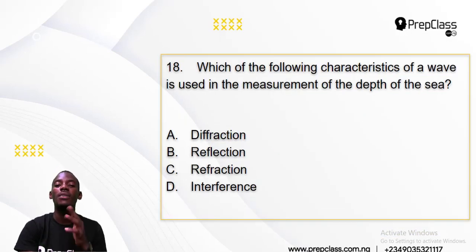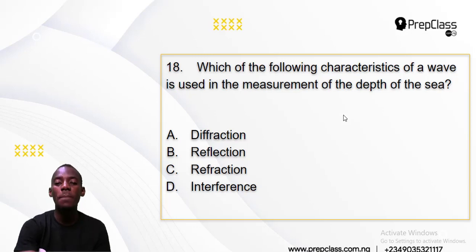Let's check number 18 now. Which of the following characteristics of a wave is used in the measurement of the depth of the sea? Now, which one is used to measure the depth of the sea? Is it diffraction, reflection, refraction, or interference? Actually, let me show you a picture of that.